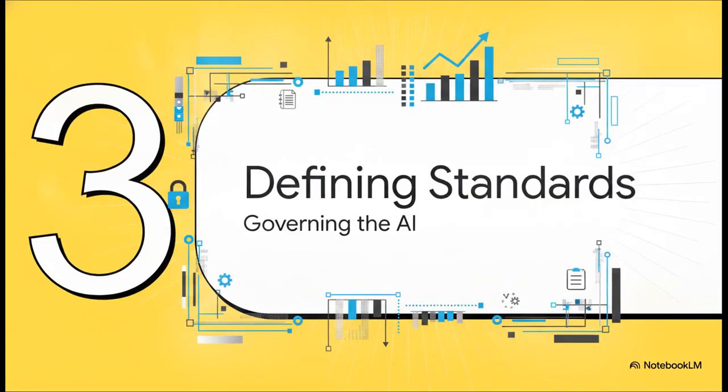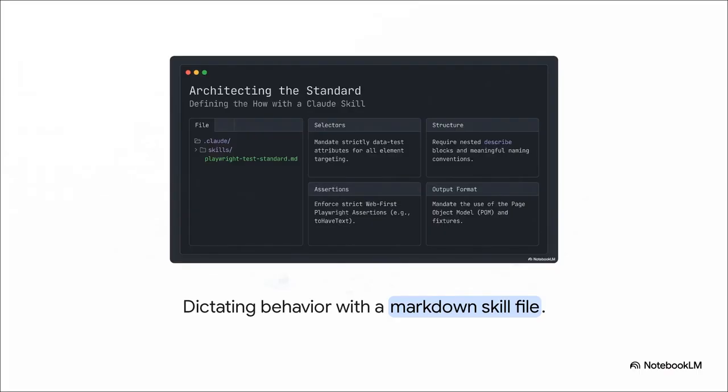So how do we fix it? That brings us to defining standards with skills to actually govern the AI. We have to explicitly dictate how the AI should behave, and we do that using a markdown skill file. Here, it's our playwright-test-standard.md file. We're giving it 4 strict pillars to stand on: mandating data-test attributes for selectors, requiring nested describe blocks, enforcing web-first Playwright assertions, and insisting on the page object model and fixtures. We aren't just asking for code anymore. We are handing it the exact architectural standard.